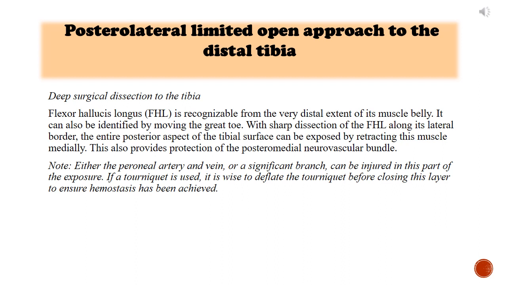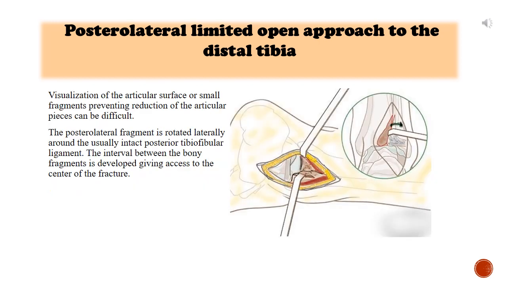Note, either the peroneal artery and vein, or a significant branch, can be injured in this part of the exposure. If a tourniquet is used, it is wise to deflate the tourniquet before closing this layer to ensure hemostasis has been achieved. Visualization of the articular surface or small fragments preventing reduction of the articular pieces can be difficult. The posterolateral fragment is rotated laterally around the usually intact posterior tibiofibular ligament. The interval between the bony fragments is developed, giving access to the center of the fracture.